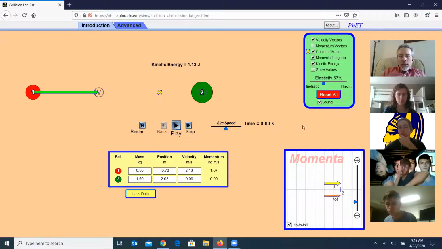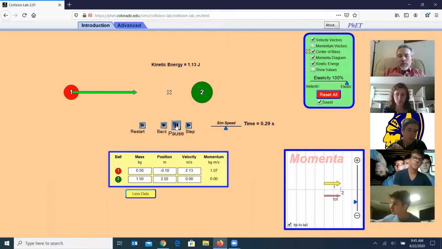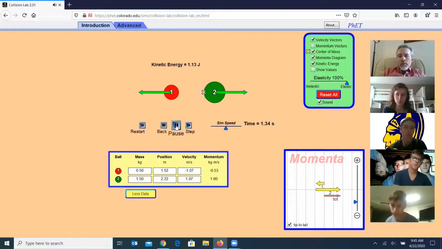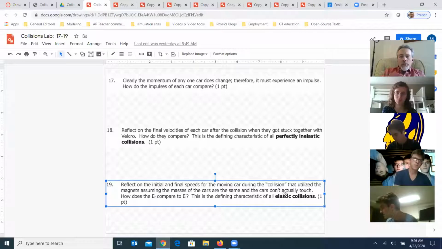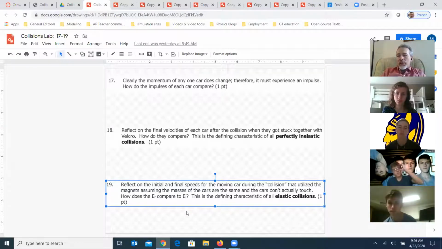Now let me do that same one again, but now I'm going to do it as elastic. So watch that energy again. Okay, now it's elastic. You see that? There's something special that happens when it's elastic. So let me go back to that question again. When it's elastic, what's true about the final energy and the initial energy of the whole system? They're equal. Okay, so this is really important.